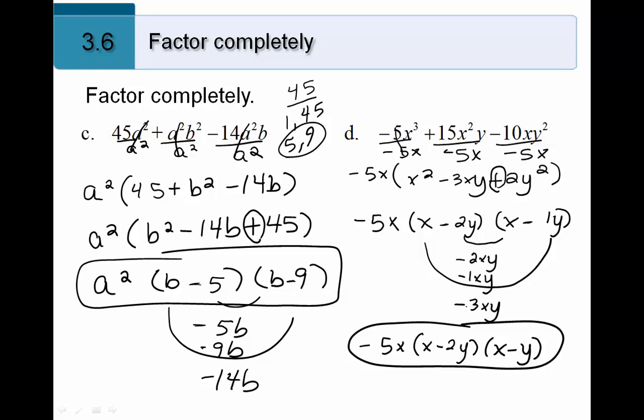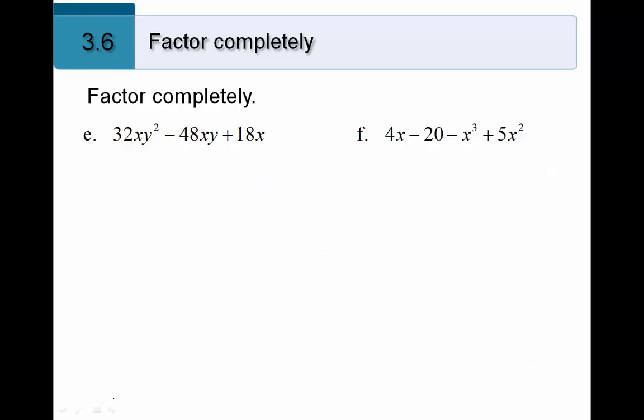All right, let's do a few more. E, we have 32xy squared minus 48xy plus 18x. And we're looking for the greatest common factor of 32, 48, and 18. It looks like the biggest number that we can get into there, I believe, is a 2. And we can also factor an x out, but not a y, because the 18x doesn't have a y, so we'll factor out a 2x.